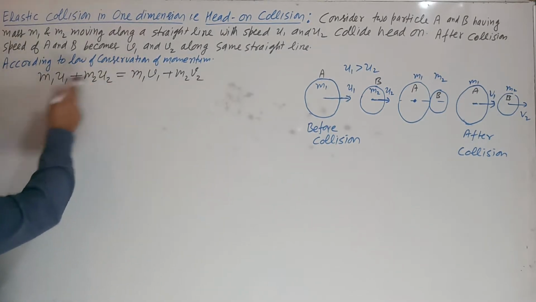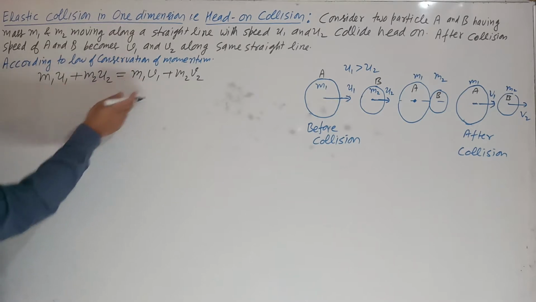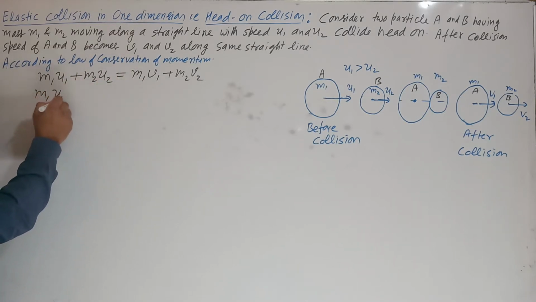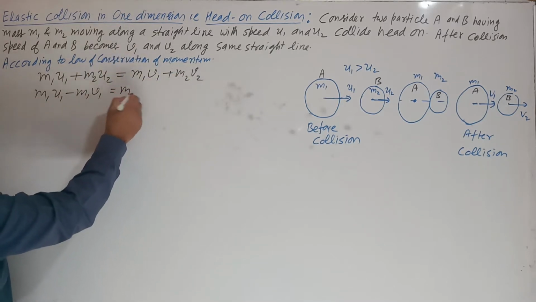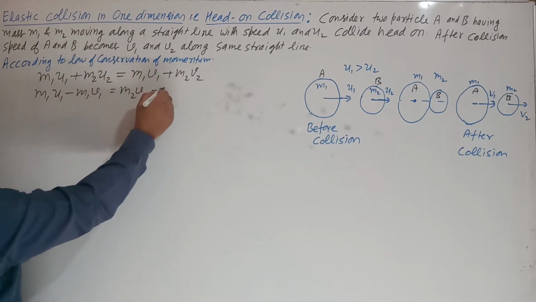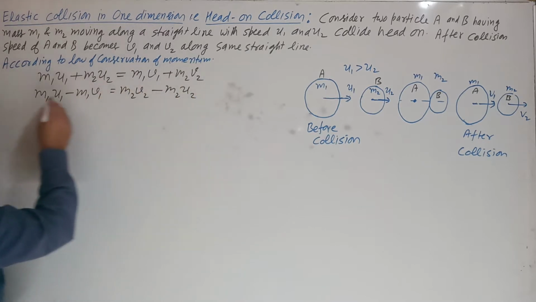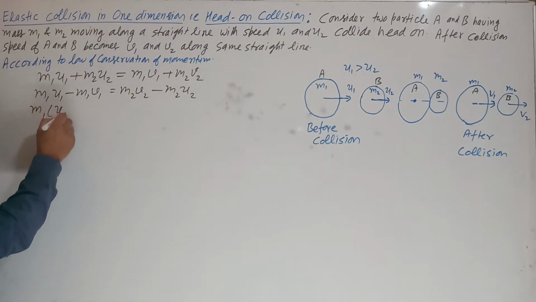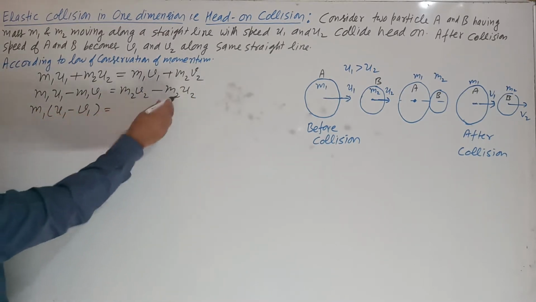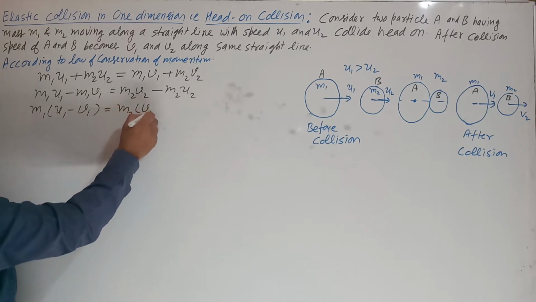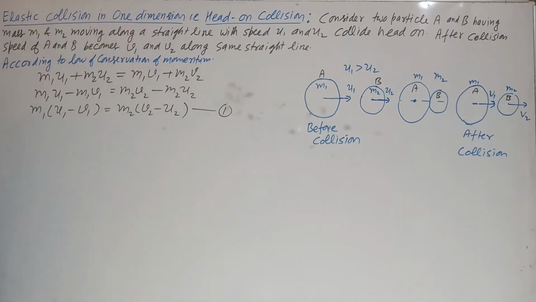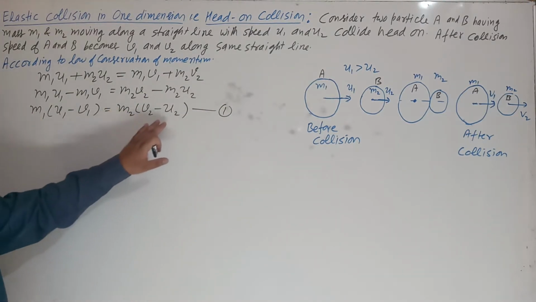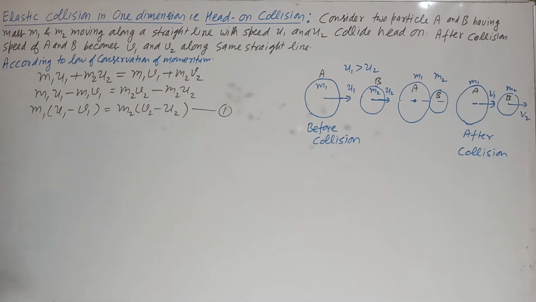See, m1 v1 I have taken to the left hand side, so m1 u1 minus m1 v1, and this I have taken to the right hand side, m2 v2 minus m2 u2. m1 I have taken common, u1 minus v1, and m2 I have taken common, v2 minus u2. So this I have called the first equation: m1 (u1 minus v1) is equal to m2 (v2 minus u2).